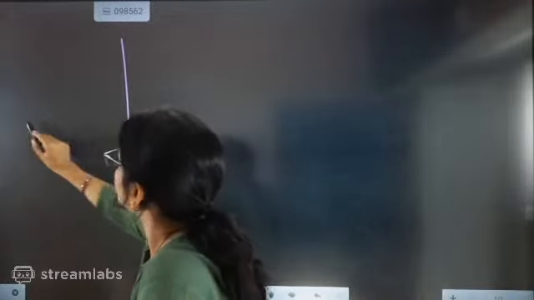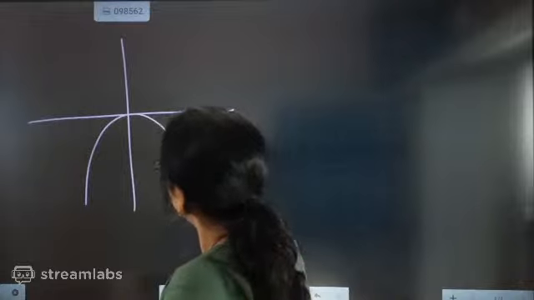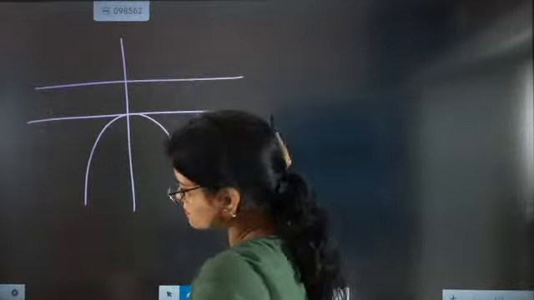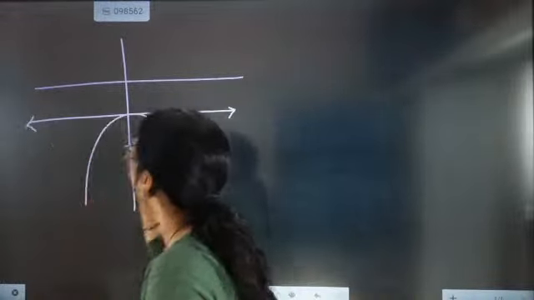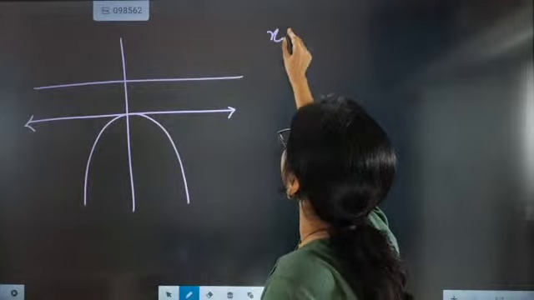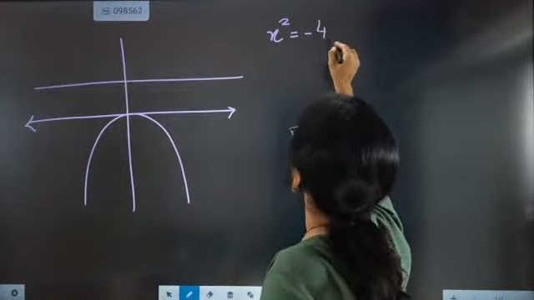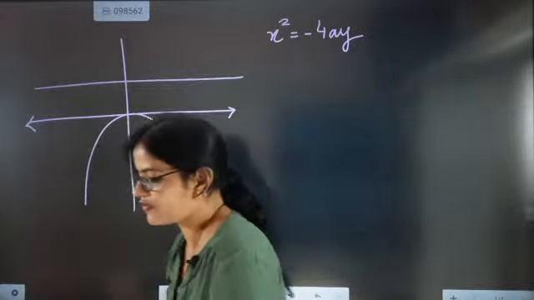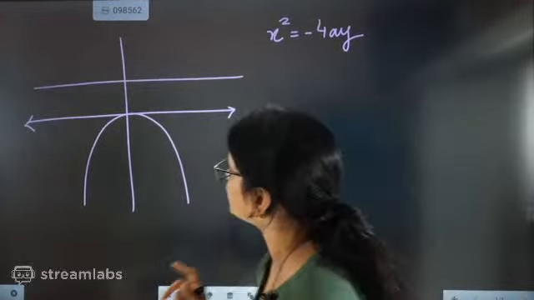Now look here. When the parabola will be exactly upside down, beta, this is the standard equation. Now we are going to write the standard equation. For this, the standard equation will be x square equal to minus 4ay, beta. Very good, Arvind. Standard equation will be x square equal to minus 4ay.